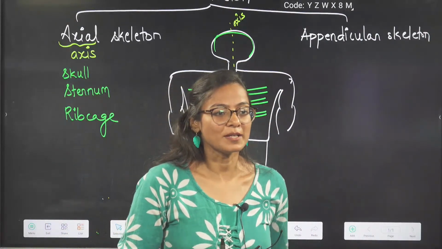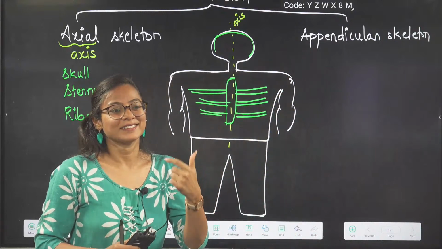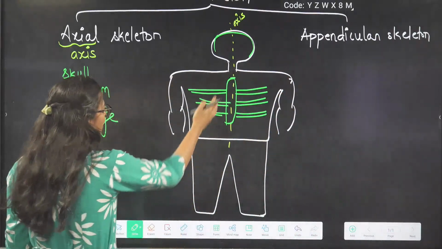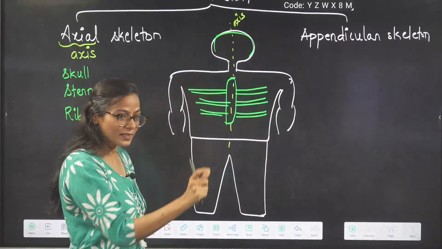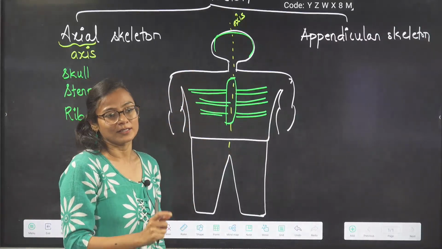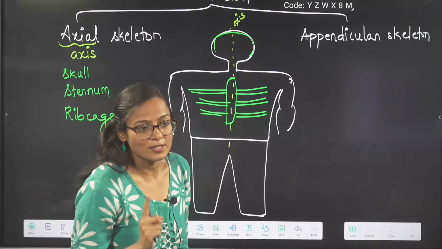Yes, dorsally, back. I have given you the hint, back. Yes, very good. So it is the backbone. So this is the front part. So if you see dorsally, there is a very long bone, that is a vertebral column or the spinal.